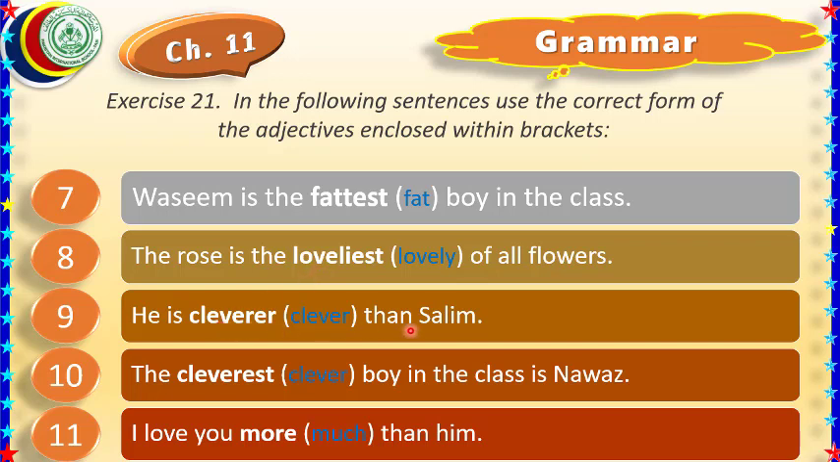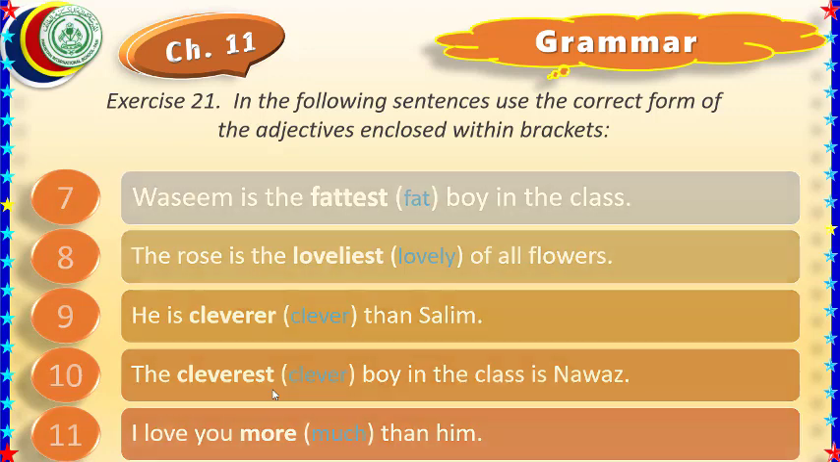He is cleverer than Salim. We are comparing here he with Salim. Therefore, we shall write here comparative degree: cleverer, not the cleverest. The cleverest boy in the class. Dear students, it is worth noting you are comparing here one boy with the whole class. That is why you will write here superlative degree.